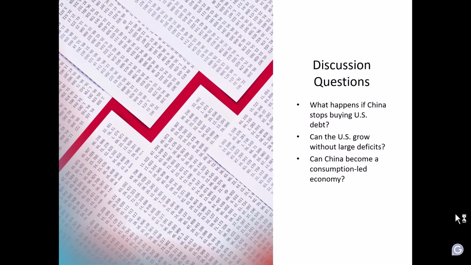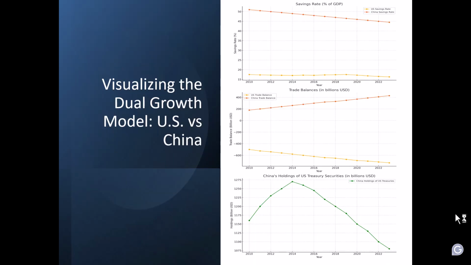So, what happens if China stops buying US debt? Can the US grow without these large deficits? China has been focusing some of its attention on being a consumption-led economy. What does that mean in terms of access to that glut of savings? Do we need time? Do we need discussions? Do we need to just pull the band-aid off? These are just some questions that we want to focus on.